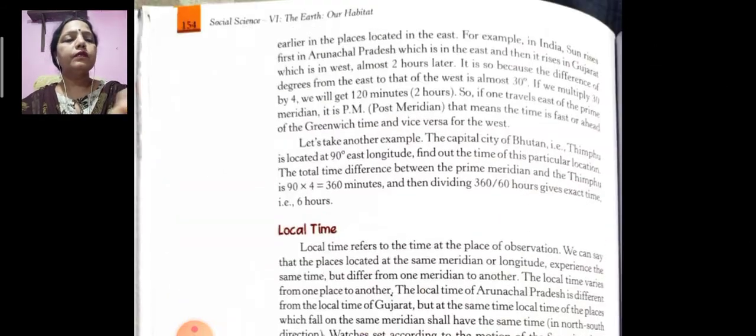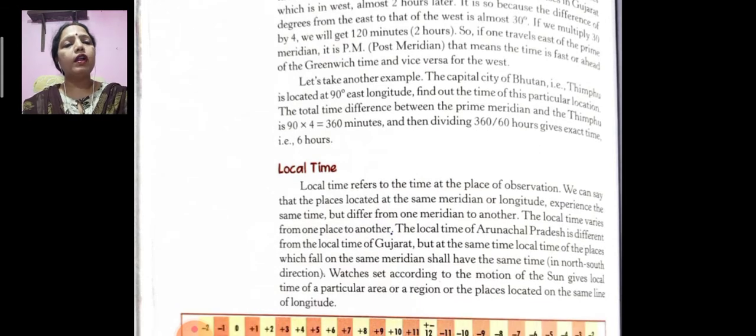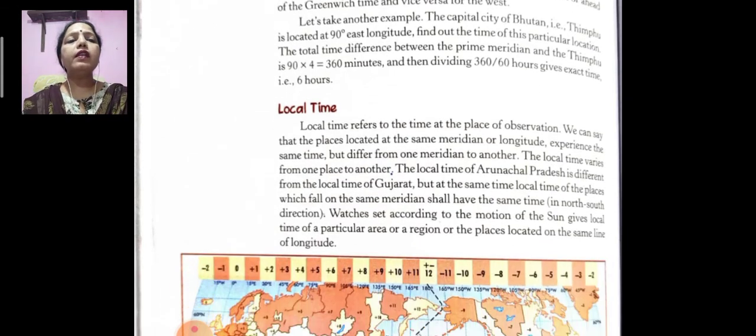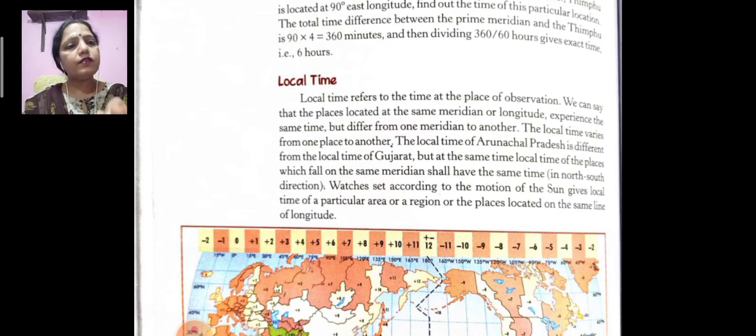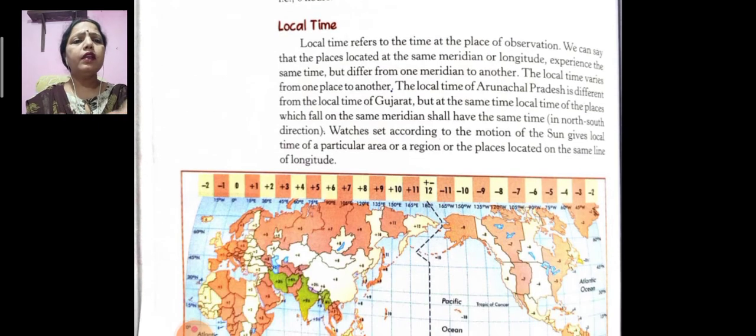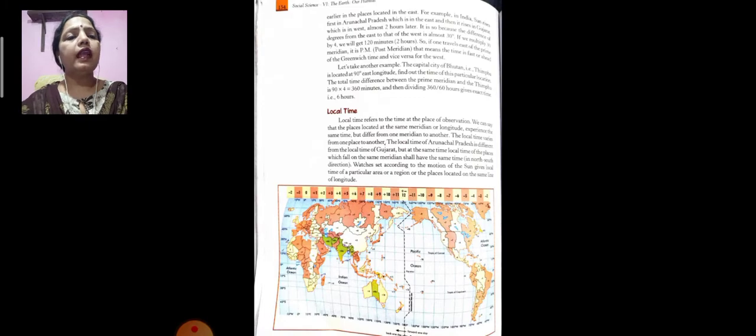So now we will know about the local time. So what is local time? Local time refers to the time at the place of observation. We can say that places located on the same meridian or longitude experience the same time but it differs from one meridian to another. Here you can see the watches set according to the motion of the earth give the local time of a particular area or region, or the places located on the same line of longitude.